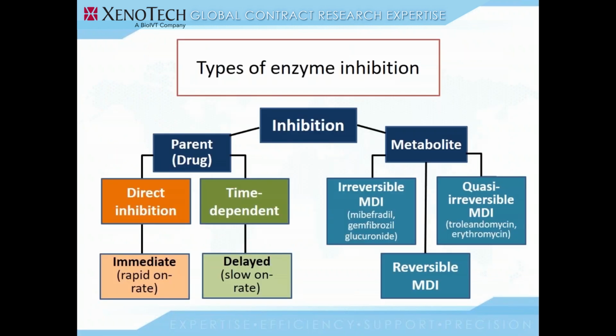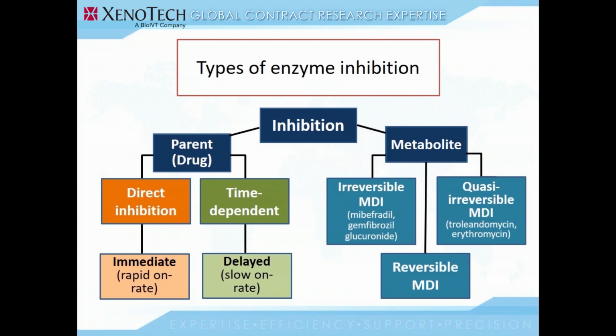So now that we know the major CYPs, what are the types of inhibition? The different types of inhibition can be classified by inhibition caused by the drug itself or inhibition caused by the metabolite or multiple metabolites that are formed. The parent compound is responsible for direct inhibition and time-dependent inhibition. Direct inhibition occurs without pre-incubation, therefore it has a rapid on rate, and time-dependent inhibition occurs upon 30-minute pre-incubation, therefore it's delayed.